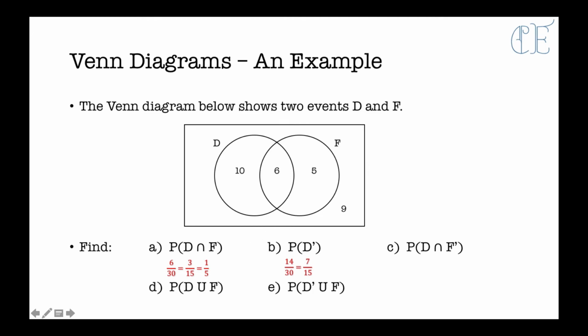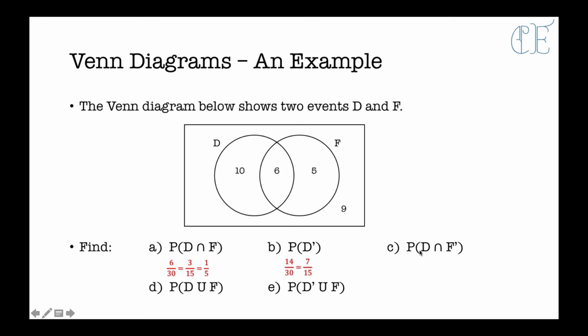D, so that must be 14 out of 30, which is this here, which is just the F on its own, and this on the outside. We can't choose the 6 because it does include the D. That's 14 over 30, and we can cancel that down to 7 over 15.